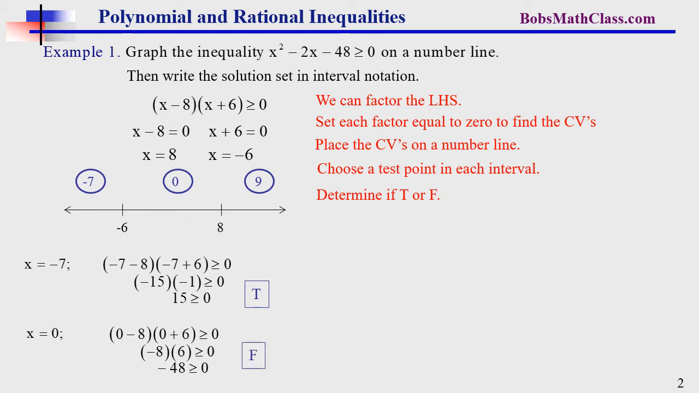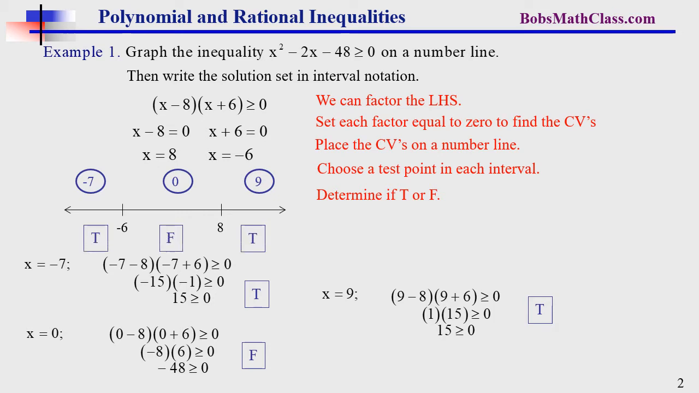All right, one more to do, 9. So plug in a 9 everywhere you see an x. The result is positive 15. Is this greater than or equal to 0? Yes. So that is true. So now we could go to our number line, and underneath negative 7, put a t. Underneath the 0, put an f. And underneath the 9, put a t.